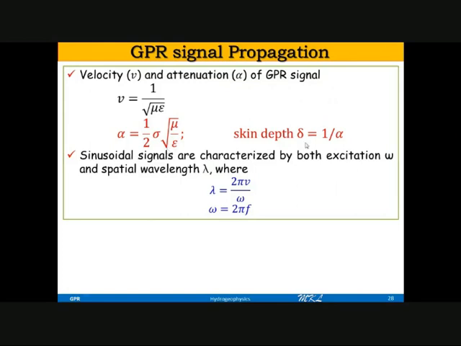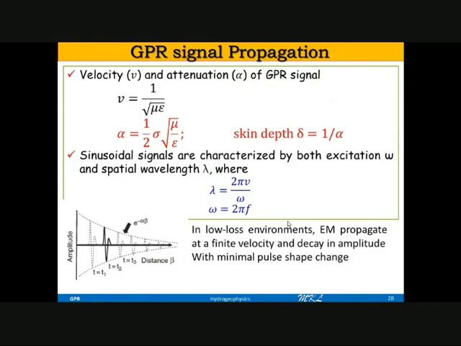Okay. Skin depth is delta equals 1 by alpha. So sinusoidal signals are characterized by both omega, the angular frequency, and the spatial wavelength lambda, which can be written as lambda equals 2 pi v by omega, or omega equals 2 pi f. You know these formulas. So in general, with distance, the amplitude of any GPR signal will be attenuating. Okay, this is attenuating like this, and it will be in an exponential manner in general.